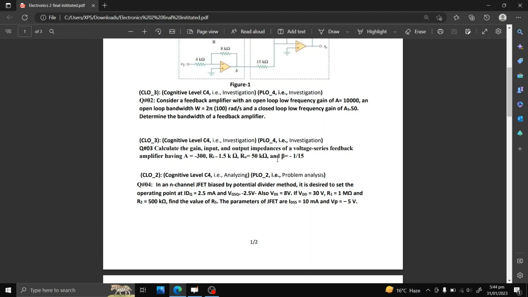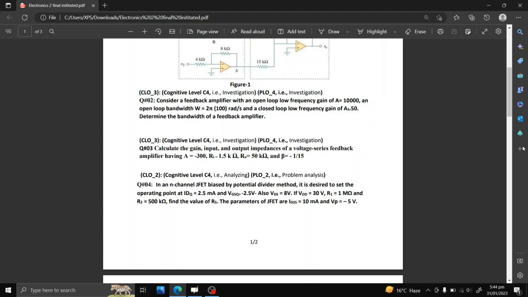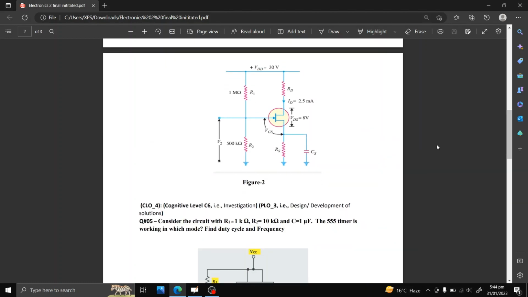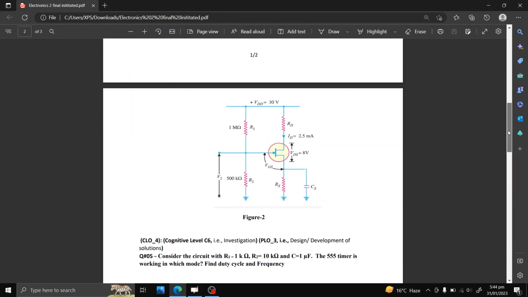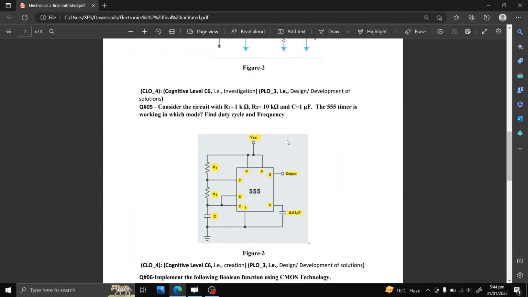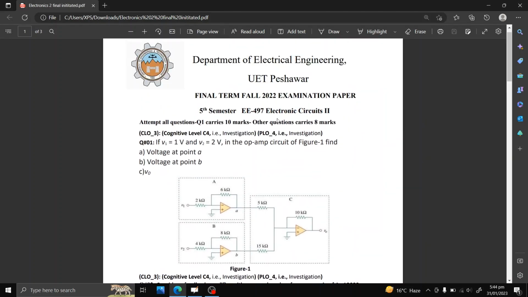Question 3 was related to the feedback topology, which was the voltage series feedback topology. Question 4 was from midterm, which was from JFET. And again, you can solve this question by your expertise. You do not need to know in-depth knowledge of JFETs or of any FETs. Just need to know the basics to solve this question. Question 5 was from 555 timer and question 6 was from the CMOS technology. So let us start solving.